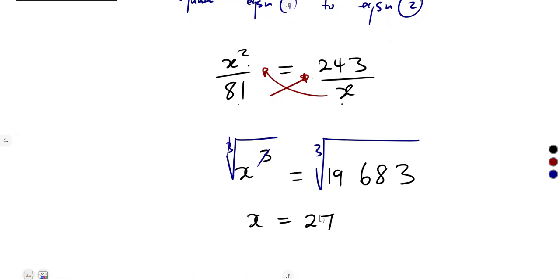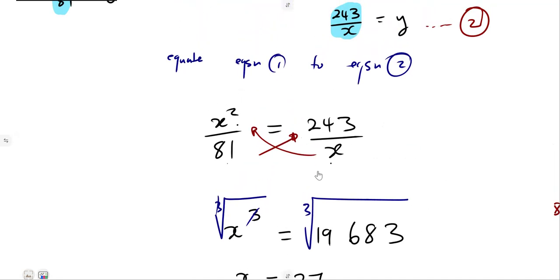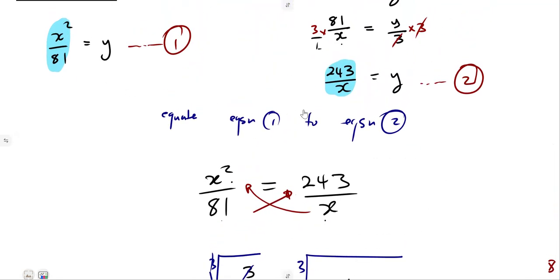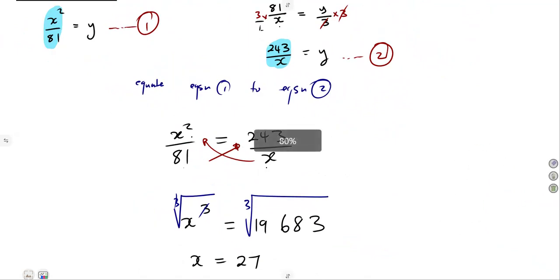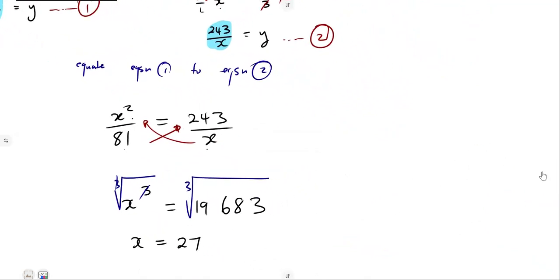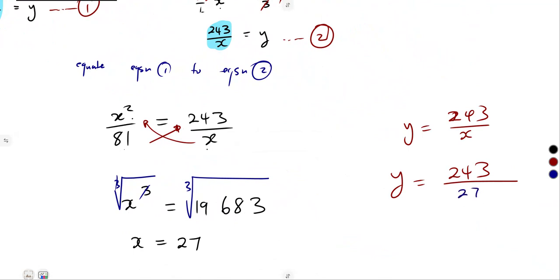Given this condition, x is supposed to give us 27. So what about the value of y? From any one of these two equations, you can substitute and find the value of y. Using equation 2, y is 243 over x. Where x is 27, that's 243 over 27, which gives us the value of y, which is 9. So that is it. Y is equal to 9.